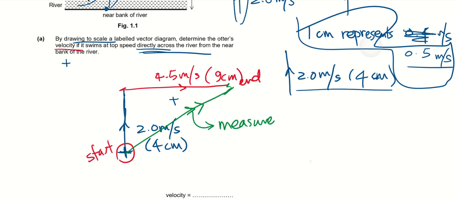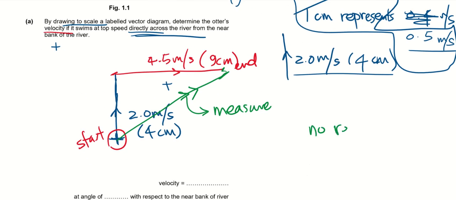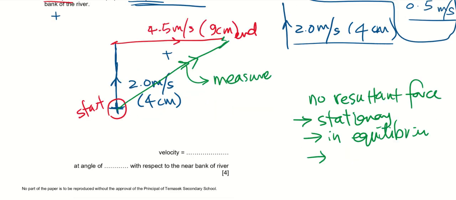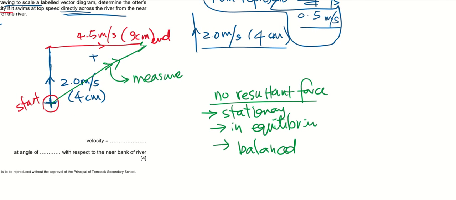So what if it is a case of no resultant force? How do I know that there's no resultant force? When they tell me that the object is stationary, in equilibrium, or balance. If they tell me these three things, then it is a case whereby there's no F net, no resultant force. Right? So for example, your vector diagram will look something like that.